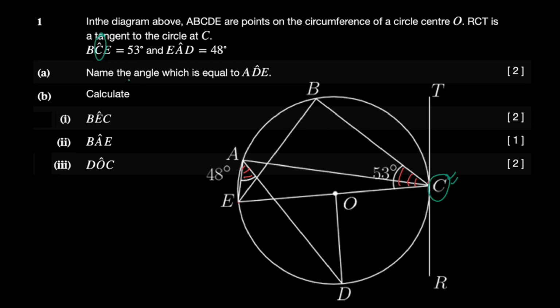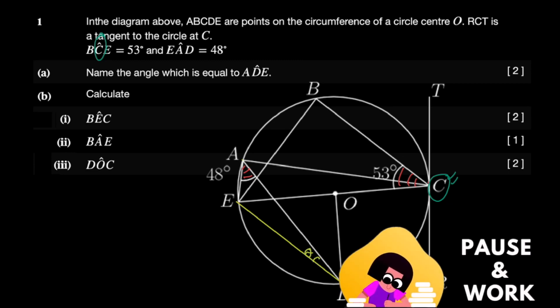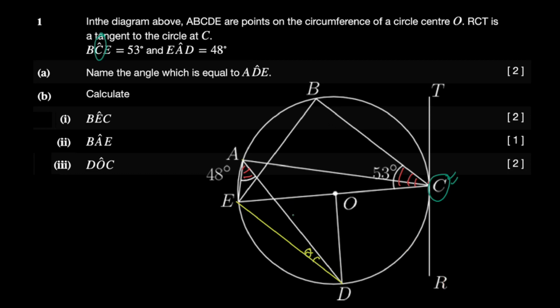And you're asked to name the angle which is equal to ADE. So you have to ascertain which part is ADE. DE would be this angle right here, but we don't have the other leg for DE. So I'm going to put that other side for DE right here. So we'd have ADE as this particular angle here. We can call it theta, like this. We're supposed to name the angle which is equal to ADE.